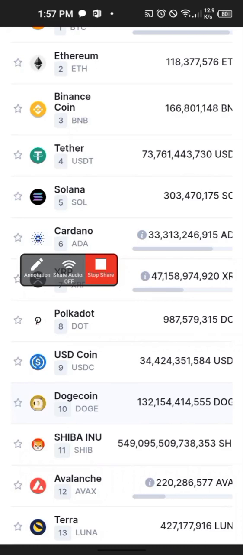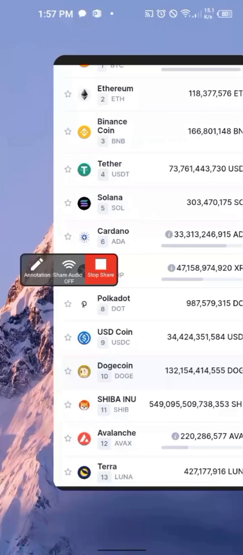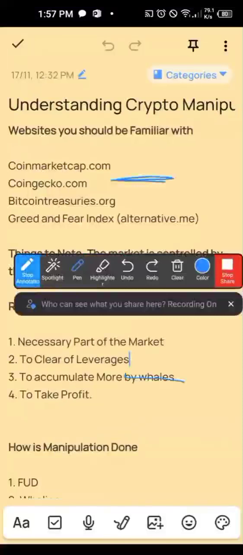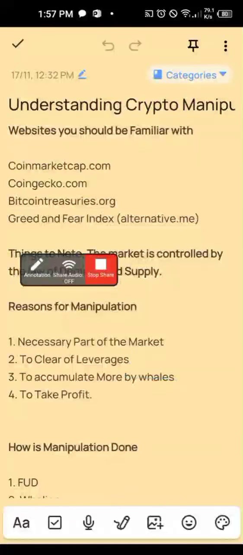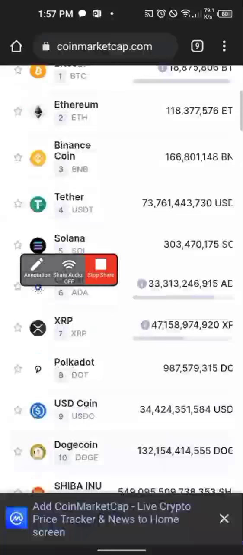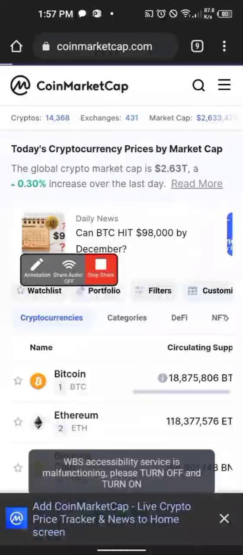So the next thing on our list that every crypto trader should have is CoinGecko. You should have an idea of CoinGecko.com. So when you go to CoinGecko.com, let me cancel this and go to CoinGecko.com.